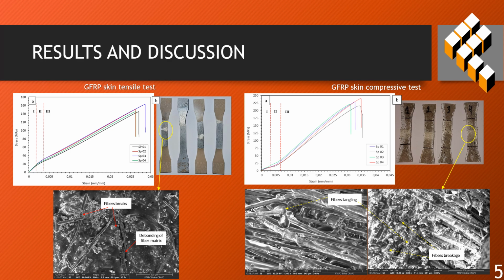For compression tests, the detected failure involved a combination of longitudinal splitting, interlaminar cracking, fiber breakage, and the formation of kink bands, specifically manifested as fiber microbuckling.